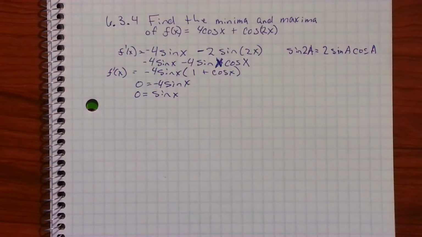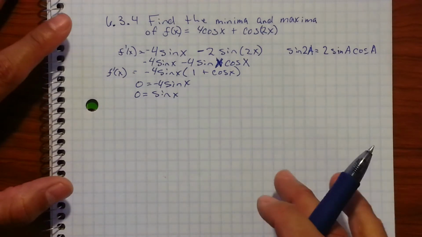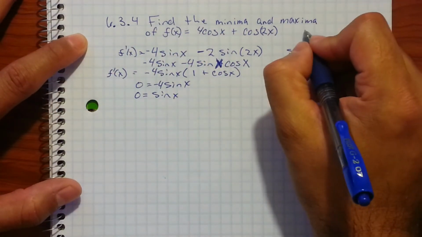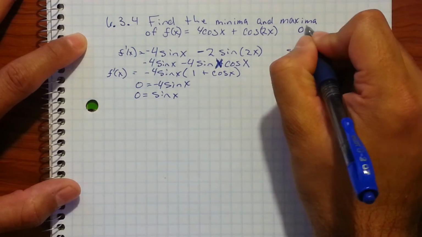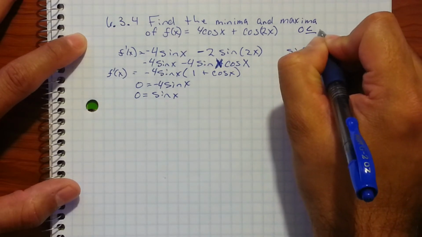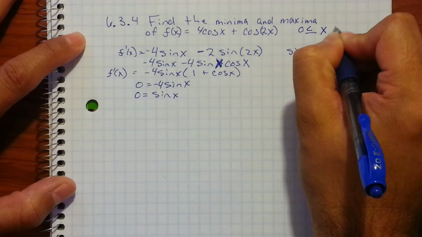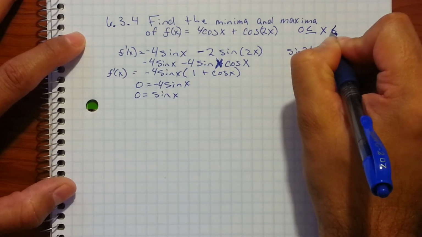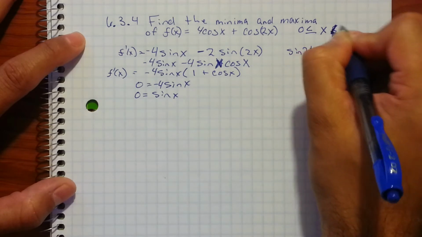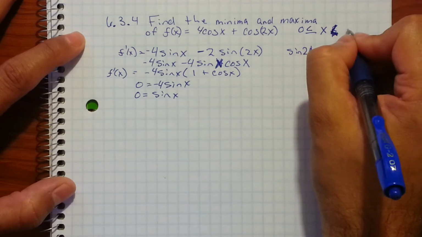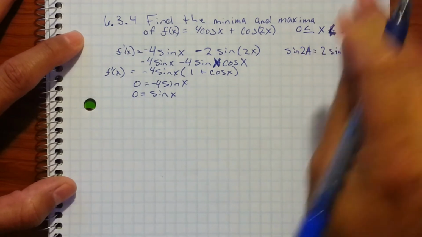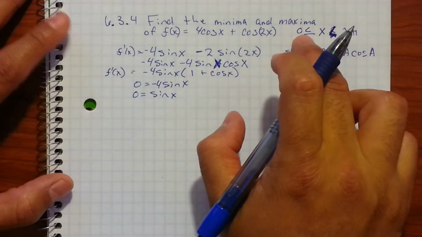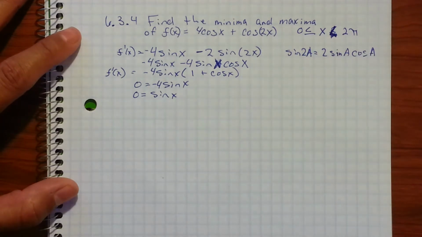So now for this problem right here, we need to look at the problem and see what my interval is. I didn't write it down. Bad me. Okay, my interval is going to be 0 less than or equal to x less than, it's not equal to, so just less than 2 pi. So that means that it can't be equal to 2 pi. It could be equal to 0, but it cannot be equal to 2 pi.